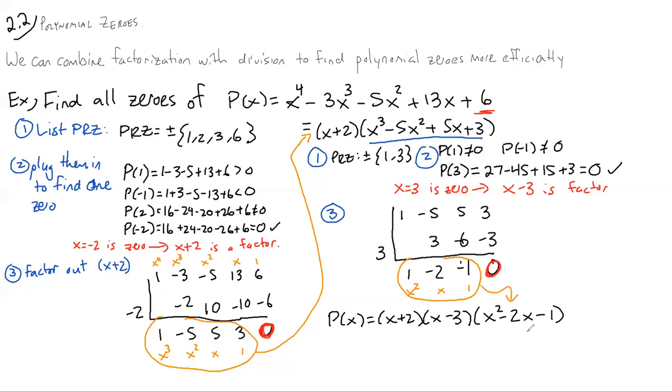And you might notice actually, it kind of looks like that last term is a perfect square. It's in fact not. It's actually not factorable. Right? There's no two numbers that add to -2 but multiply also to -1. So what we could do here is the quadratic formula to finish this up.